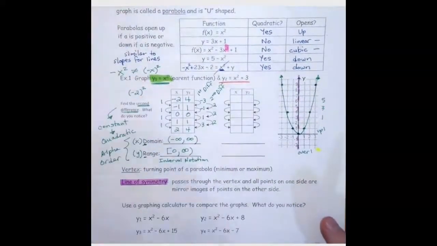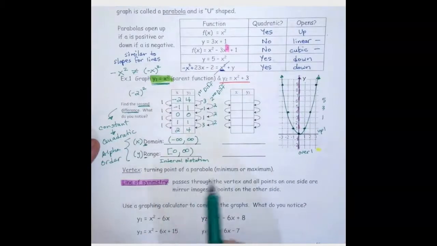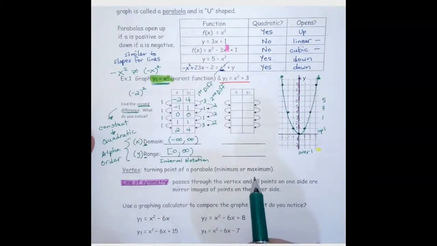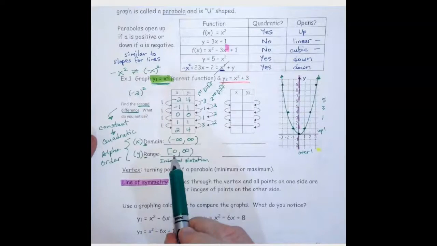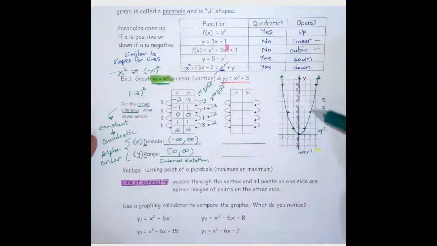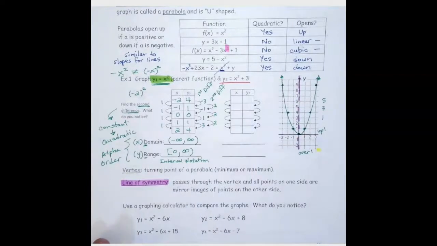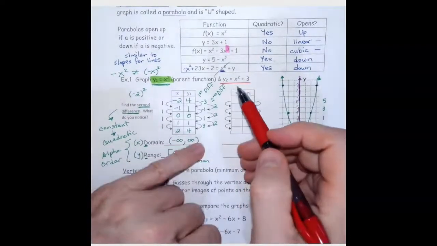Okay. So the vertex is the turning point. It'll also be the minimum or the maximum value. So you can see here that the vertex is the minimum value. It's the lowest value that we have here. If the parabola is going down, then it's going to be the maximum. I already talked about the line of symmetry. Okay, so now let's look at this one.